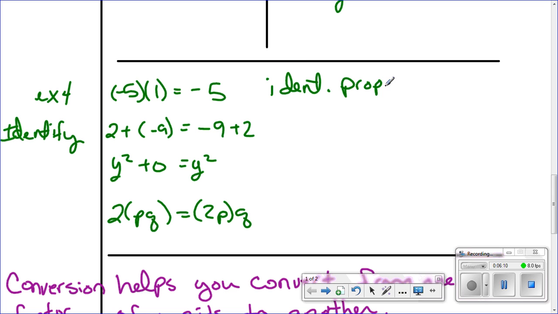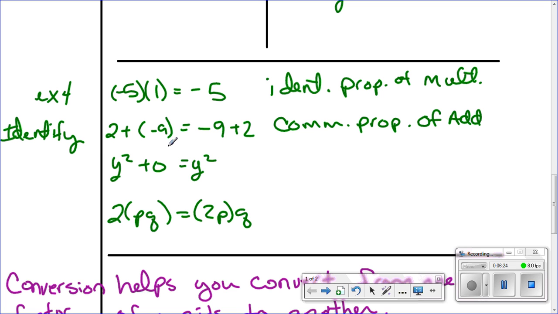Identity property of multiplication. From left to right, I notice that my numbers are out of order. Out of order means that it's the commutative property, in this case, of addition. Yes, I expect you to write it out. y squared plus 0 equals y squared. I have 0 in addition, which tells me I'm using the identity property of addition.